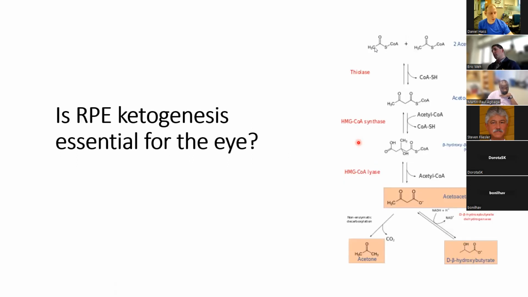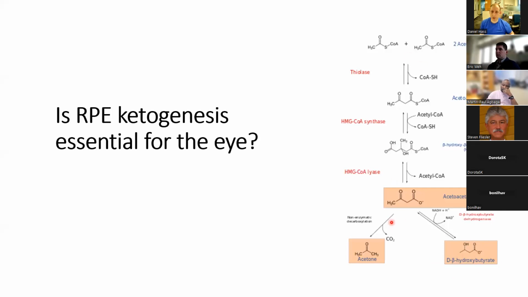And so, we're using this system and looking at this system and other systems to look at whether or not RPE ketogenesis is essential for sustaining health of, in this case, the retina. And so, again, this is kind of just the pathway, from Wikipedia, by which acetyl-CoA can be used to make beta hydroxybutyrate.